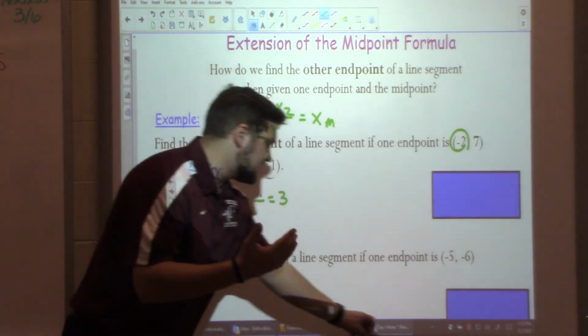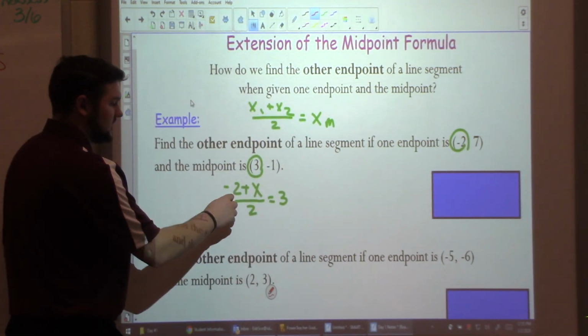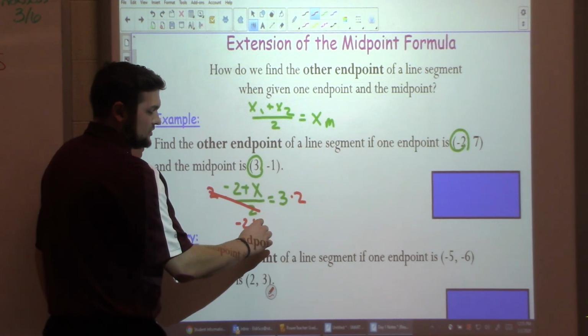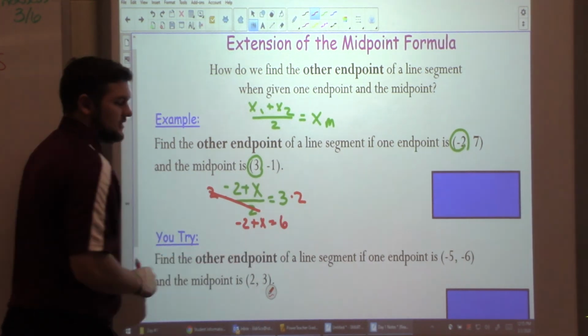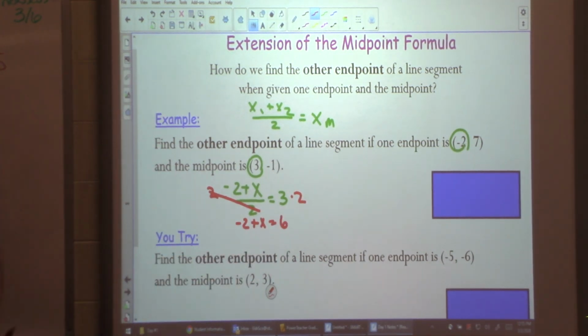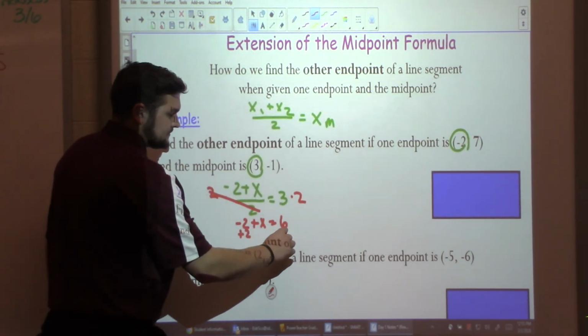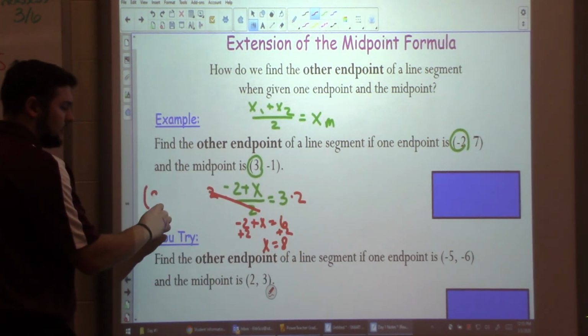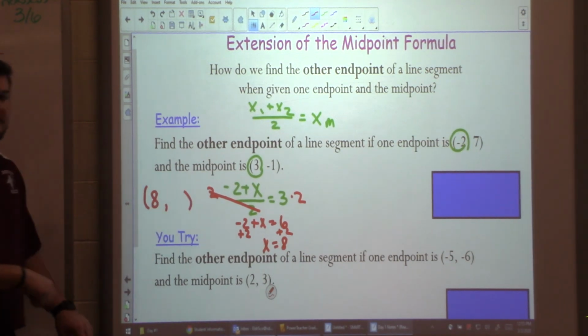I'm using the same formula, I'm just given different pieces that I'm plugging in. And then I would do what Sarah said. I'm going to solve for x. I'm going to multiply by 2 on both sides. -2 plus x equals 6. Then I'm going to add 2. x equals 8. So my second endpoint has an x value of 8.